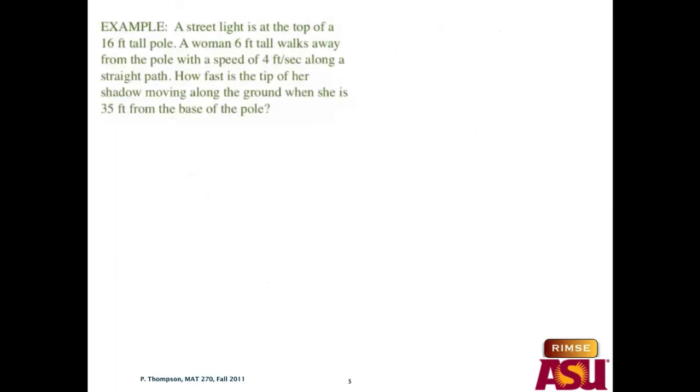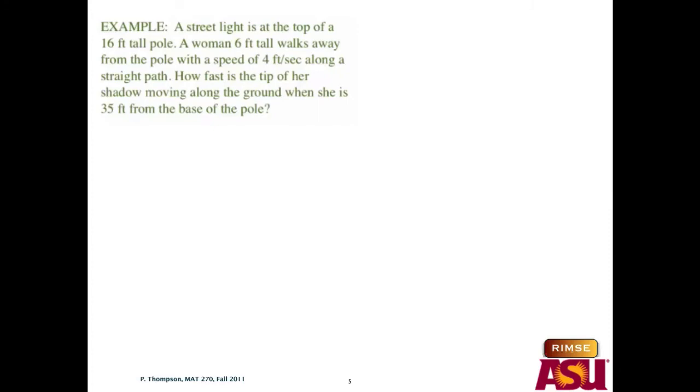We've got a street light at the top of a 16-foot pole and a woman walking away from the pole with a speed of 4 feet per second. She's walking in a straight line. We want to know how fast the tip of her shadow is moving along the ground when she is 35 feet from the base of the pole. So, no diagram is given.